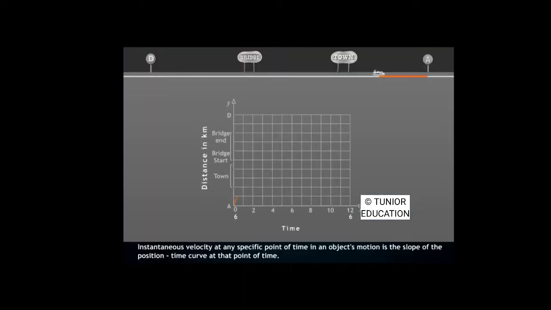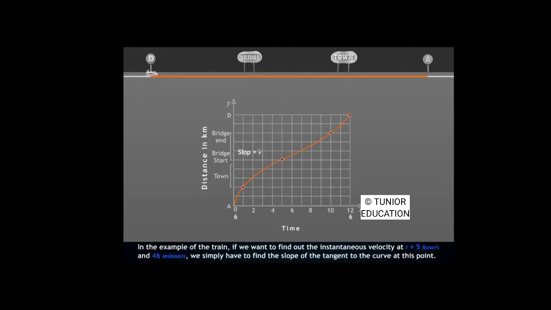We can use the equation v equals dx by dt to compute instantaneous velocity of an object graphically as well as numerically. Instantaneous velocity at any specific point of time in an object's motion is the slope of the position time curve at that point of time. In the example of the train, if we want to find out the instantaneous velocity at t equals 5 hours and 46 minutes, we simply have to find the slope of the tangent.